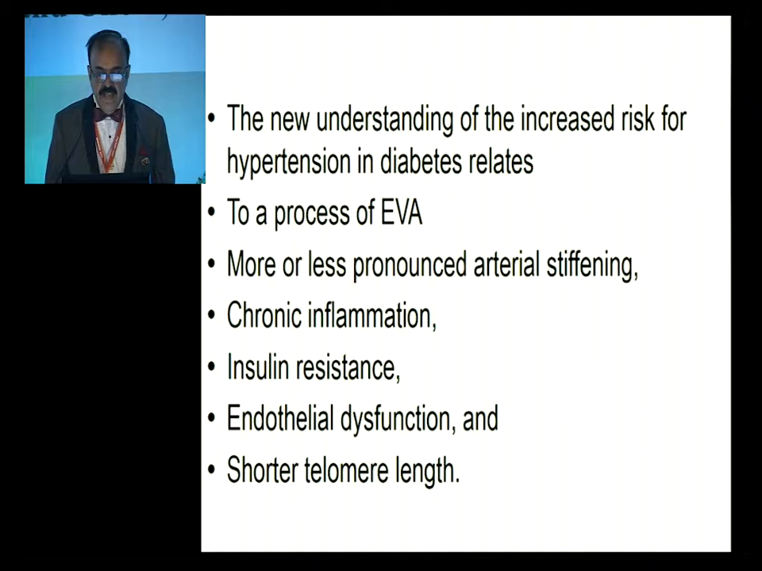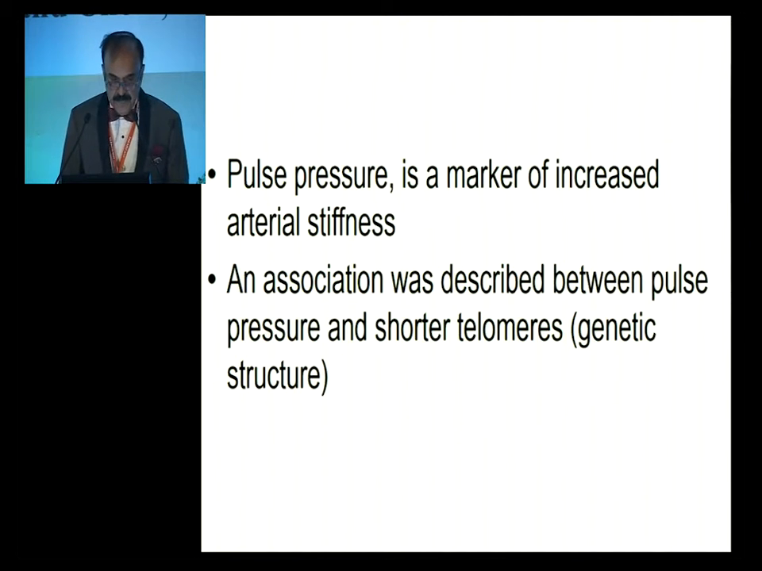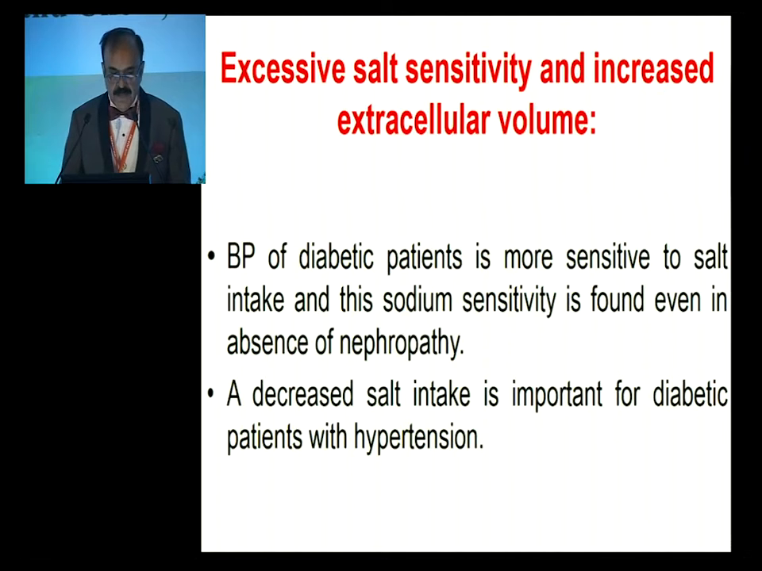The new understanding of the increased risk of hypertension and diabetes is related to early vascular aging, more or less pronounced arterial stiffening, chronic inflammation, insulin resistance, endothelial dysfunction, and shorter telomere length. Pulse pressure is a marker of increased arterial stiffness. An association was described between pulse pressure and shorter telomeres in diabetes.